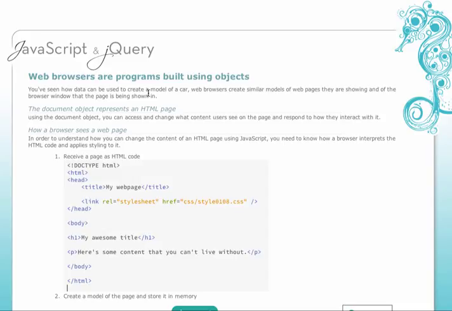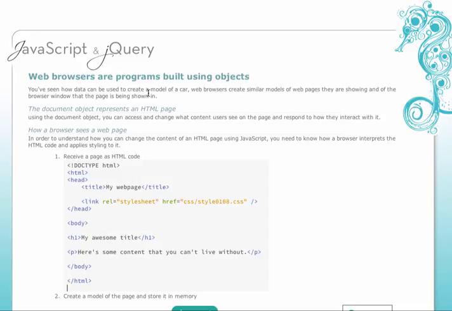Using the document object, you can access and change what content users see on the page and respond to how they interact with it. Like other objects that represent real-world things, the document object has properties which describe characteristics of the current web page, such as the title of the web page. It has methods, which perform tasks associated with the document currently loaded in the browser, such as getting information from a specified element or adding new content to the page. And then events, and you can respond to events such as the user clicking or hovering on an element.